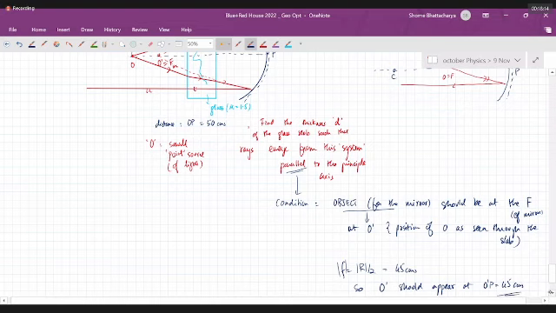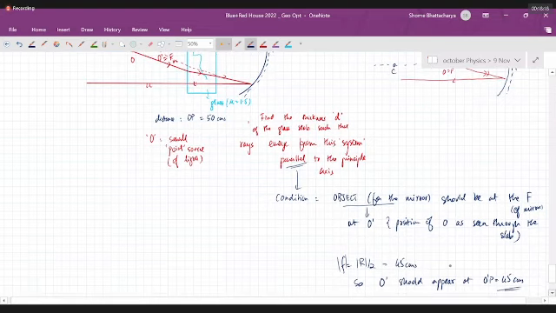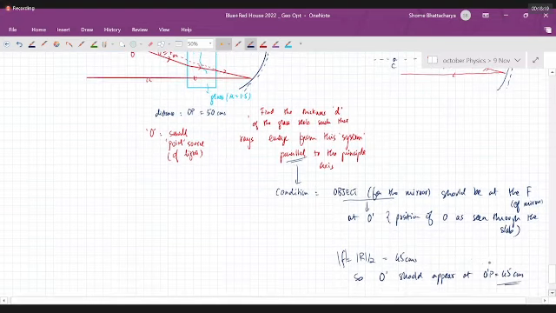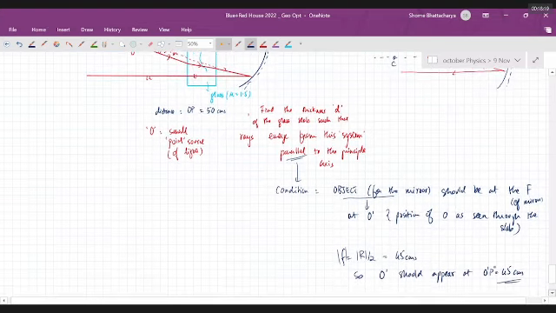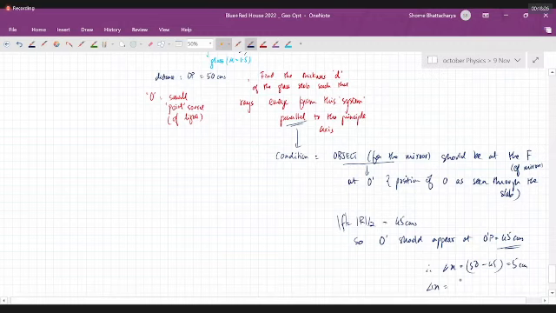So that's why my lateral shift should be equal to 50 minus 45, that is 5 centimeters. So now apply the lateral shift formula. So from this you will get D as 15 centimeters.